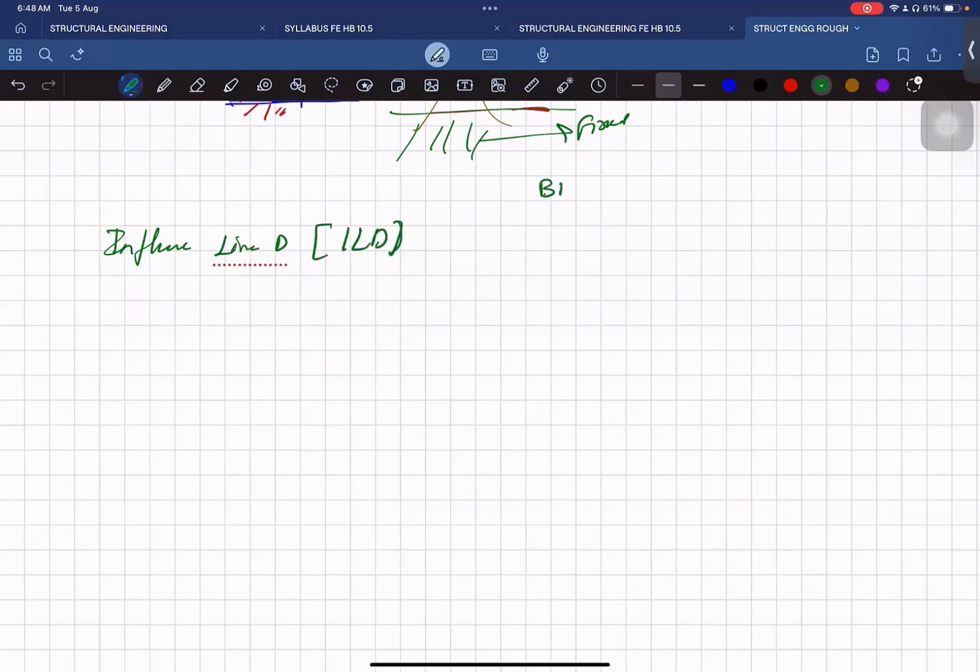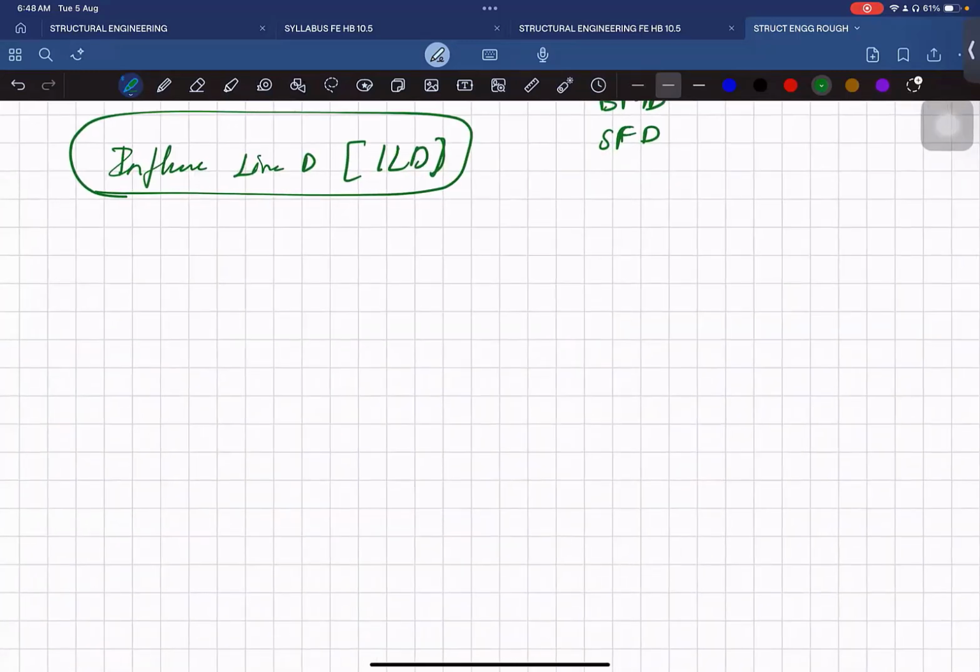Like the bending moment diagram and shear force diagram, which we studied with some tips and tricks, we have the influence line diagram. Again, it has some tips and tricks. If you learn this, we can say we can get 1 mark for sure. What is this influence line diagram? I'll give you just a brief summary.